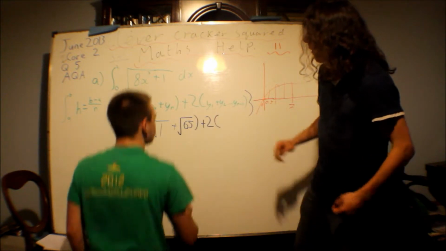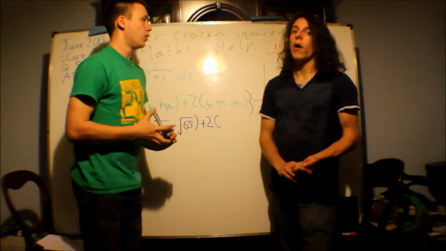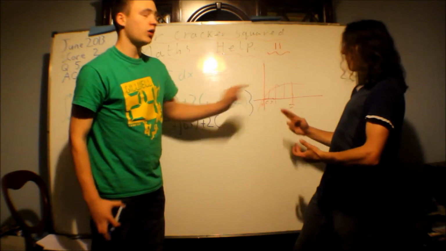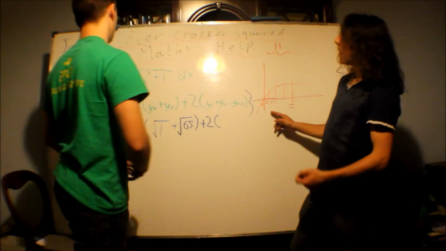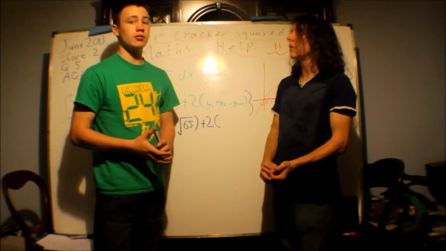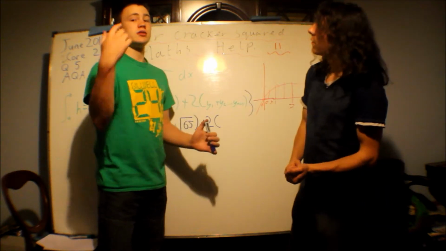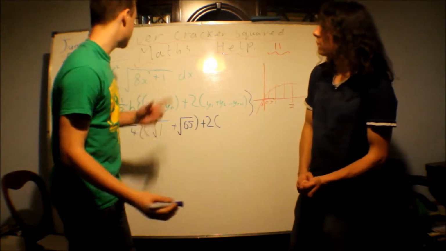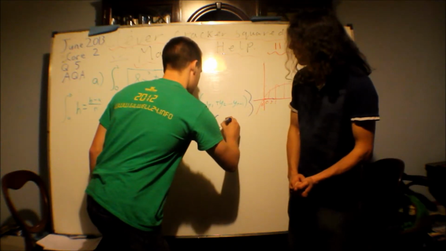So, plus 2 of y1. Now y1, if this is y0, must be 0.5. So you plug that into our equation. 0.5 cubed is an eighth. 8 times an eighth is 1. Plus 1 is 2, and then you've just got root 2. So that's the first part.